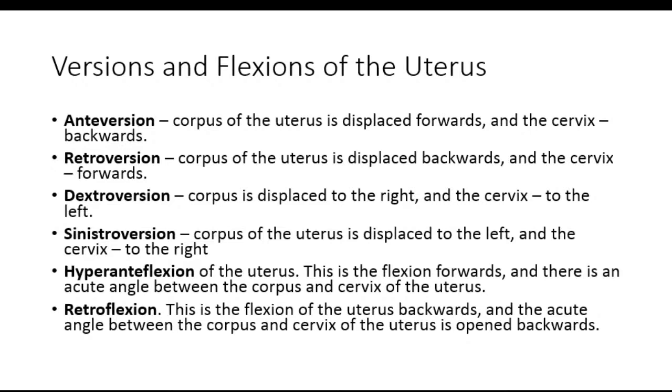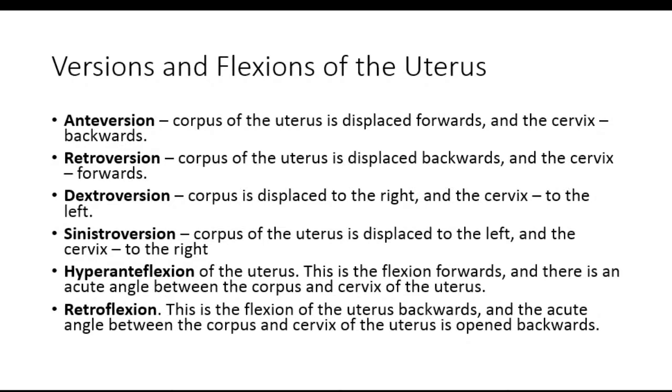So we describe the position of the uterus by the words versions and flexions, even in healthy patients. Anteversion is when the corpus of the uterus is displaced forwards and the cervix backwards. Vice versa, in retroversion, the corpus of the uterus is displaced backwards to the spine and the cervix forwards to the symphysis. Dextraversion and sinistraversion are, of course, displacement to the right and to the left, depending on the side of the version.